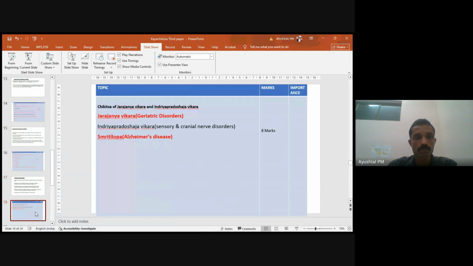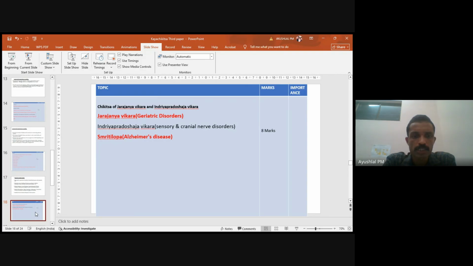And the last aspect, last point in third paper is Jarajanya Vikara, that is senile disorders, Indriyapradosha Vikaras. So it includes a lot of Jarajanya geriatric disorders. So you know that old age disorders, what are the old age disorders? Different psychological conditions, different musculoskeletal conditions like osteoarthritis, depression, psychological dementia, Alzheimer's. There are many diseases, geriatric conditions, even Parkinson's disease. So you should mention all these diseases under geriatric conditions and how these conditions are mainly managed as per Ayurveda.